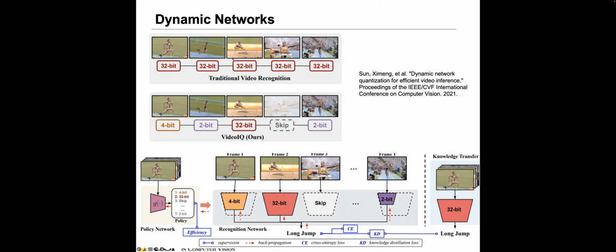Which action does this video belong to? This is a long jump. So that's the traditional video action recognition. You have full precision for all the frames in this video. So what they propose is: can we use variable bit width to encode different frames? Because not all frames present the same important information.